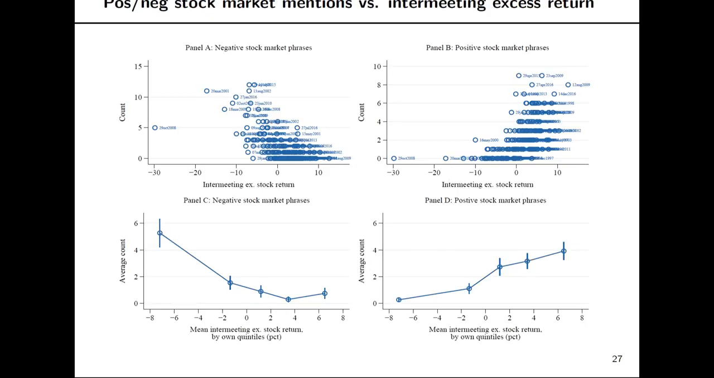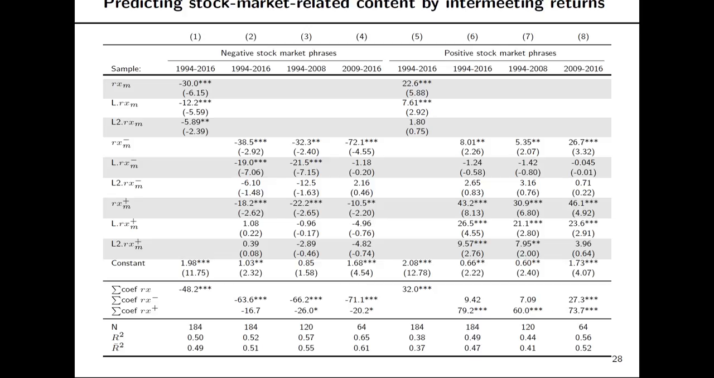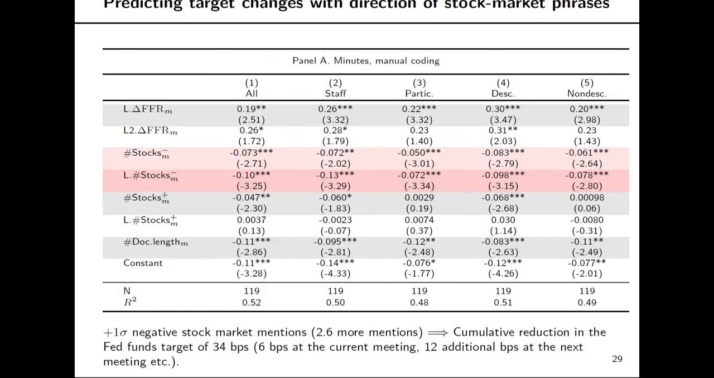The relation between the intermediate stock return and the counts, we did here, again, a bucketing by the variable on the x-axis. You can see the relation here a little bit better than you could in the time series picture. When the stock market does poorly, they talk more about the stock market having done poorly, and conversely on the upside. Most interestingly, you can actually predict the changes in the target based on how much concern they express about the stock market at the meeting.